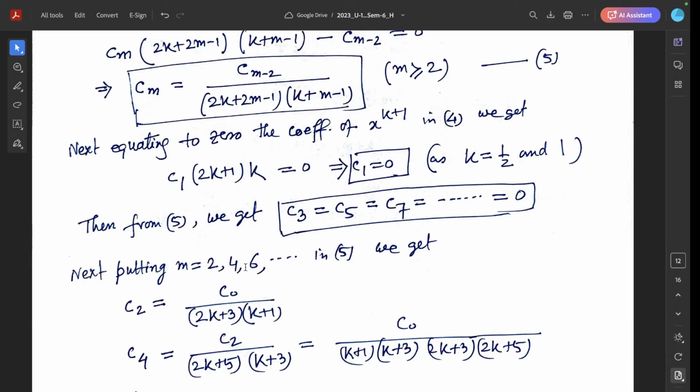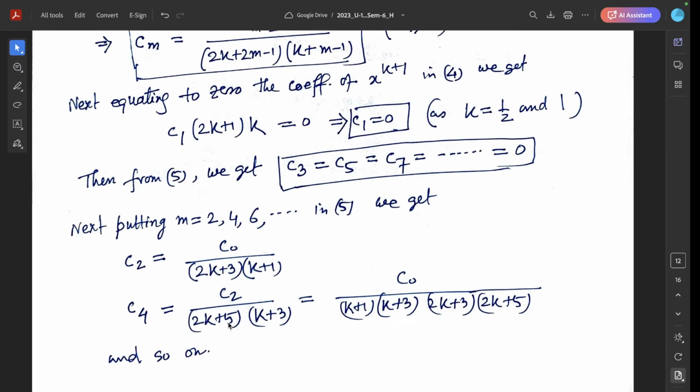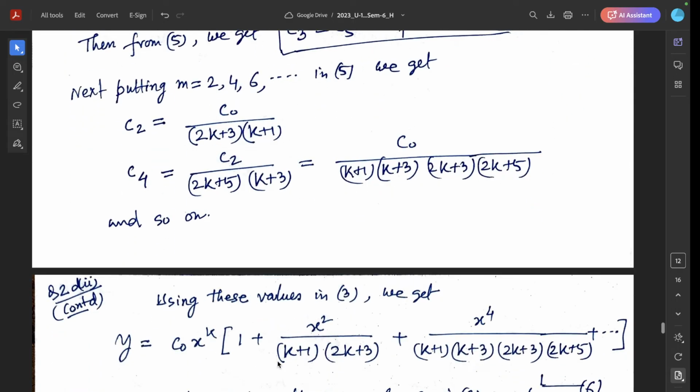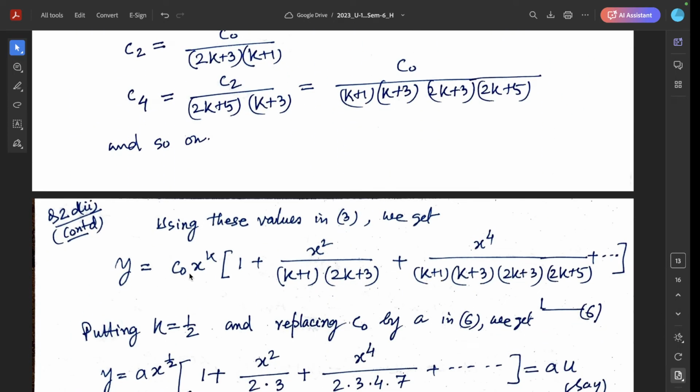Next, putting m equal to 2, 4, 6 in 5, we get C2 equal to C0 by (2k+3)(k+1), C4 equal to C2 by (2k+5)(k+3), and putting the value of C2 from this, we get C0 by (k+1)(k+3)(2k+3)(2k+5), and so on. And using these values in 3, we get y equal to C0 x to the power k [1 + x² by (k+1)(2k+3) + x⁴ by (k+1)(k+3)(2k+3)(2k+5) + ...].